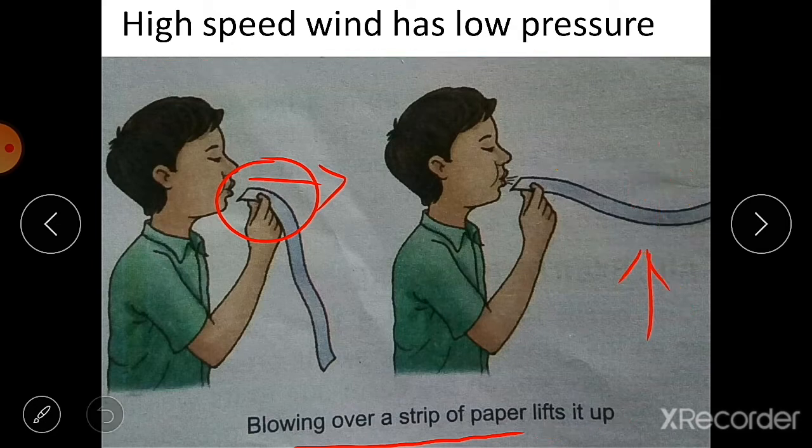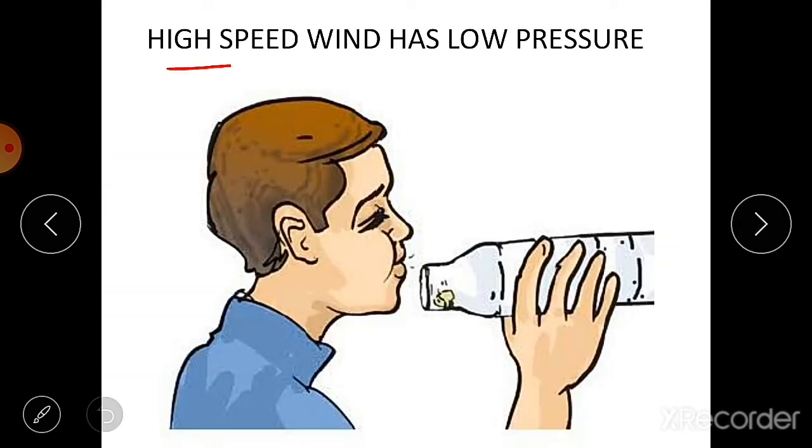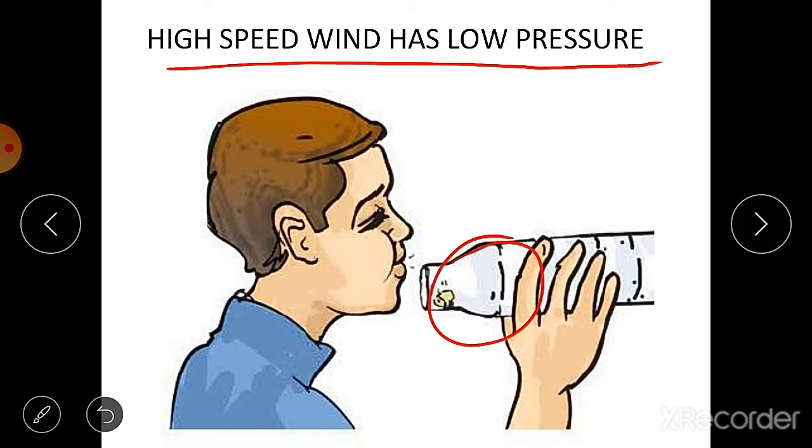Then we have the next activity. High speed wind has low pressure, the same thing, but we will have another activity with a similar observation. Here you can see a bottle. Keep one ball of paper, a crumpled piece of paper, in the mouth of the bottle.